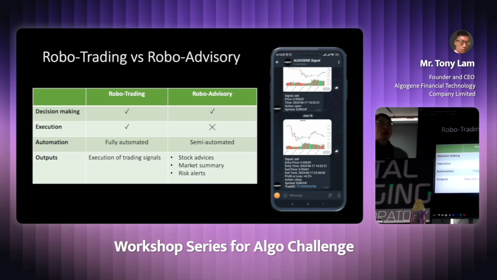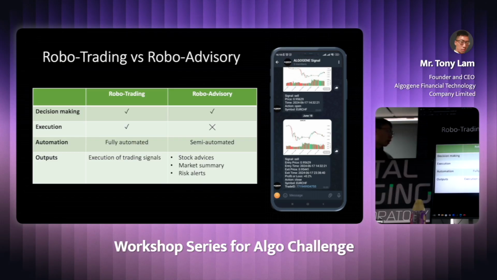So you have probably heard of mobile robo-advisory, because several banks in Hong Kong have already announced some mobile robo-advisory products. But what is the difference between mobile robo-advisory and algo trading? You can refer to this slide. As we mentioned before, algo trading handles two parts: one is decision making, the second is execution. Mobile robo-advisory basically only handles decision making. For example, it can analyze the market and provide some trading signals, some market summaries or risk knowledge.